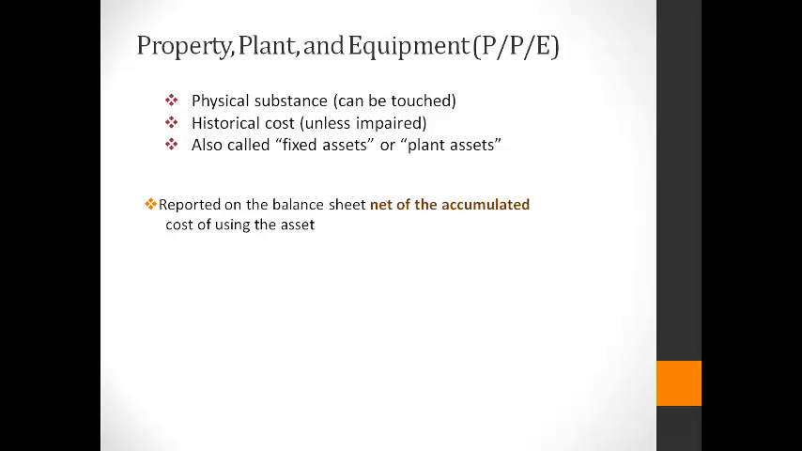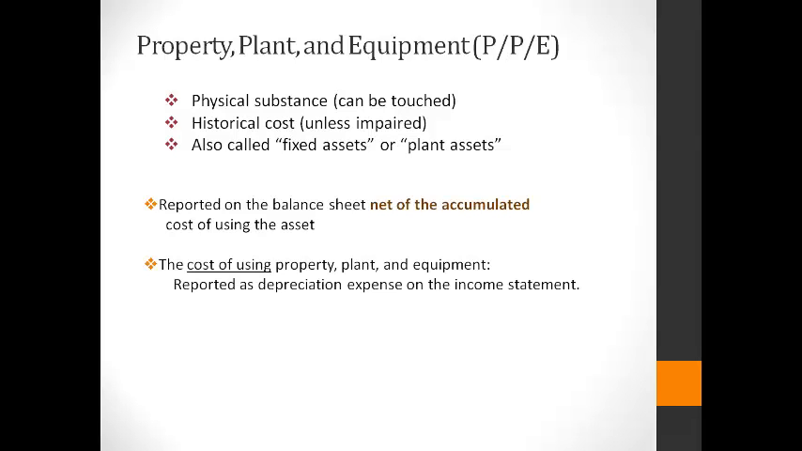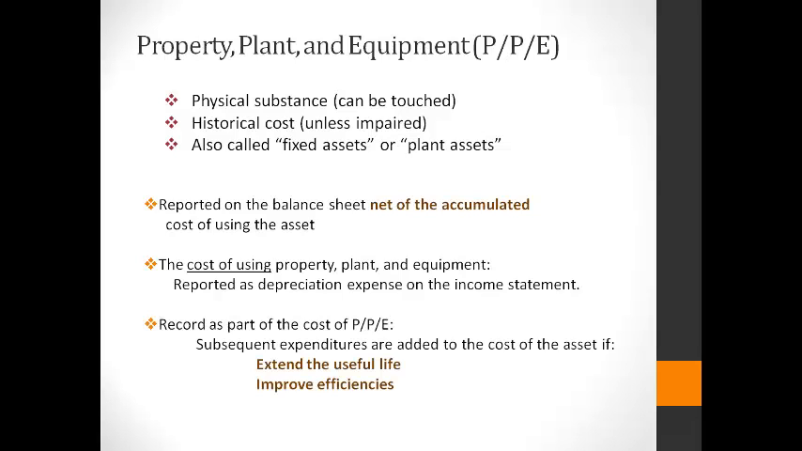Fixed assets are reported on the balance sheet net of the cumulative cost of using the asset. The cost of using property, plant, and equipment each period is reported as depreciation expense on the income statement. Amounts paid after the company begins using an asset to produce revenues are called subsequent expenditures. Subsequent expenditures are included in the cost of property, plant, and equipment if the useful life is extended or it brings efficiencies that lead to additional future benefit.